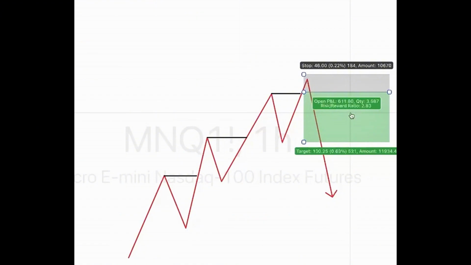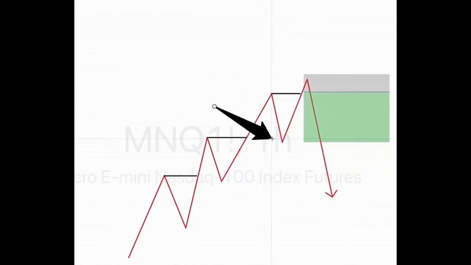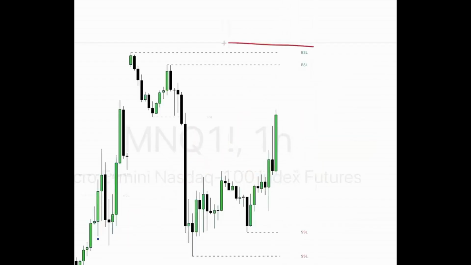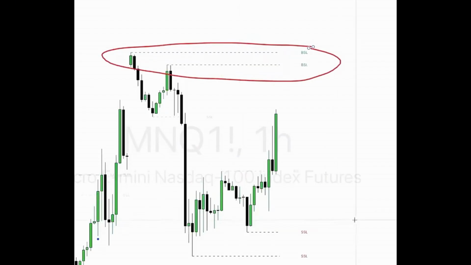How do you avoid this? Price will either break and retest, or price will grab and reverse. Well, first of all, it's important to note that as a trader, your job is not to guess, it's to wait. But if you're waiting without knowing what liquidity levels are most important, you're sort of wasting your time.